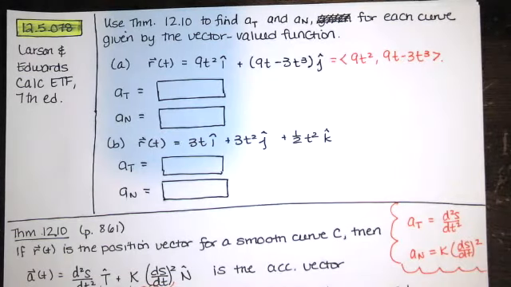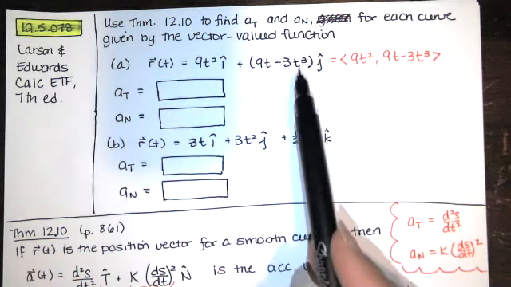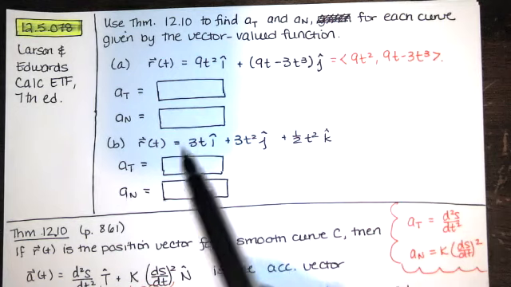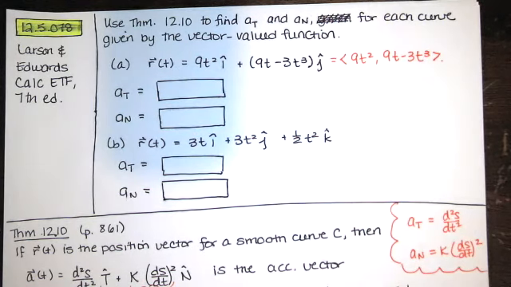In this video, we solve problem 12.5.078 from the Larson and Edwards Calculus Early Transcendental Functions text, 7th edition. We're asked to use theorem 12.10 to find the tangential and normal components of acceleration for each curve given by a vector valued function. So we have this vector valued function in A and this vector valued function in B.